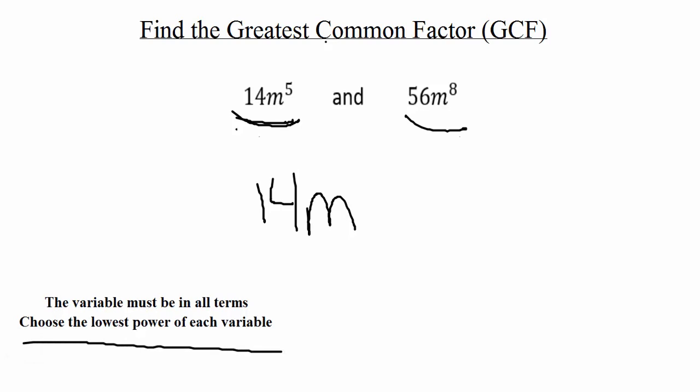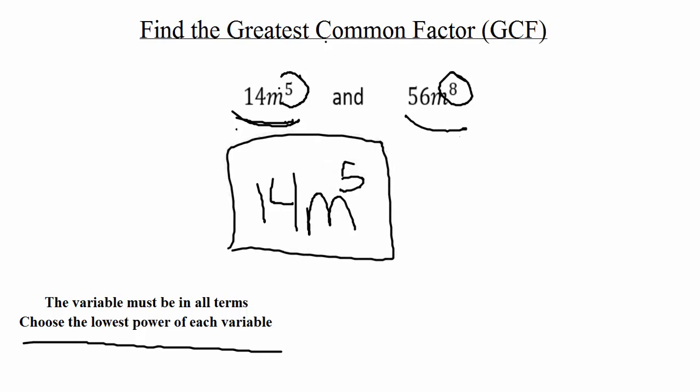And this says that we choose the lowest power of each variable. So here we're just talking about M's. And if we're looking at the lowest power, well, over here I have a 5. Over here on this side I have an 8. So 5 is definitely lower than 8, so I'm going to take 5. So here my greatest common factor is 14m to the 5th. So the biggest number shared by the numbers and the lowest exponent shared by my letters.